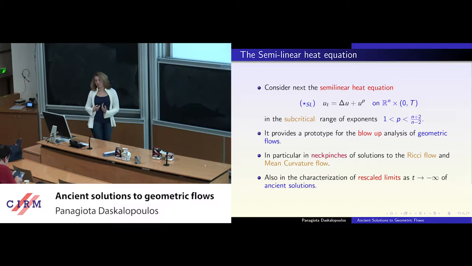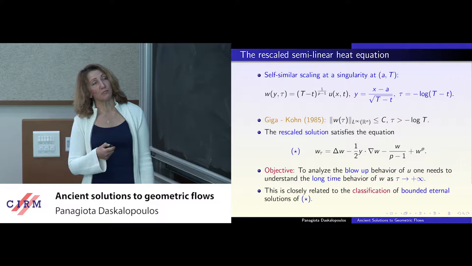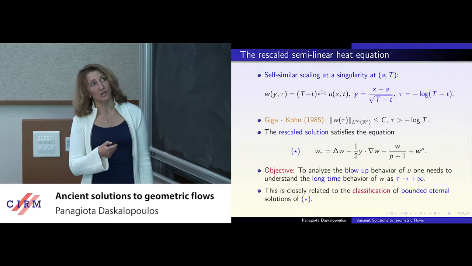And I am especially interested in that because this type of equation arises in geometric flows. Of course, a lot of these geometric flows are quasi-linear or fully non-linear. Nevertheless, the prototype, a lot of times for the evolution of the curvature, is something like this. In this equation, if you perform a type 1 scaling near the singularity, you end up with a solution of this equation star, the rescaled equation. And since you have rescaled the time also, you end up with an eternal solution, a solution that exists from minus infinity to plus infinity.